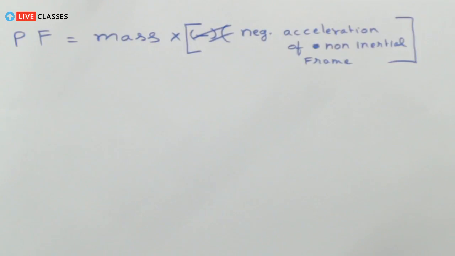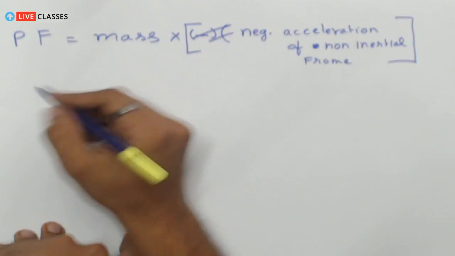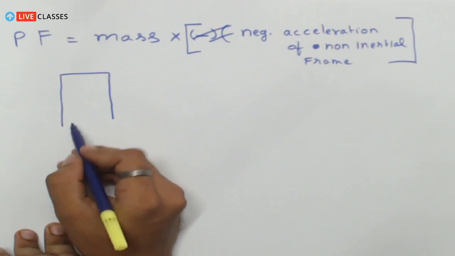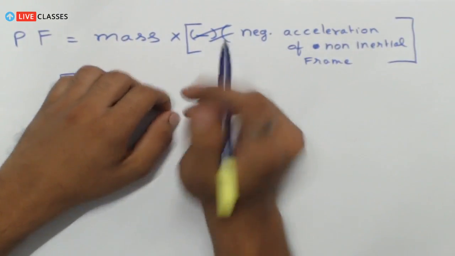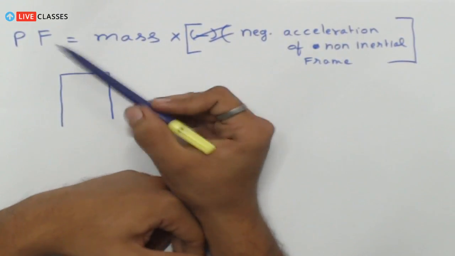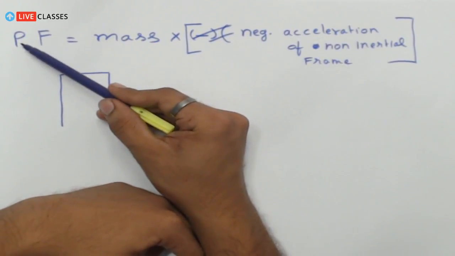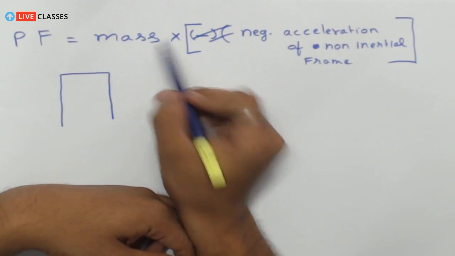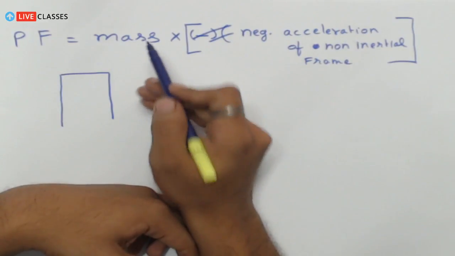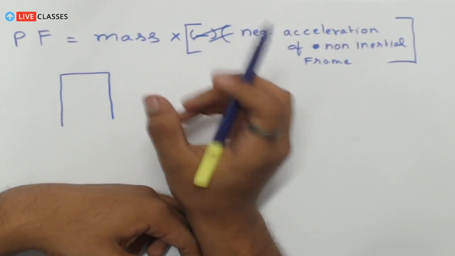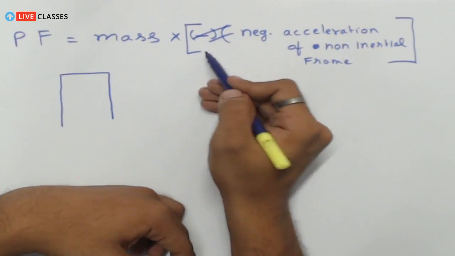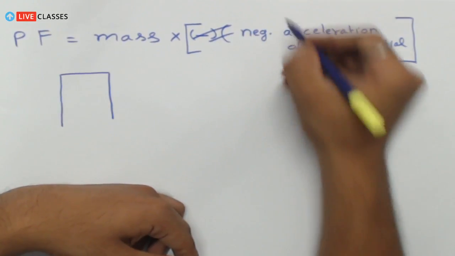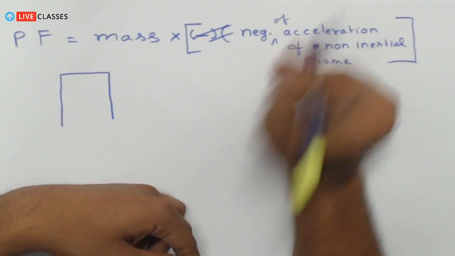So let's take a question on this. There is a lift. Okay. Let's recap a little bit. The pseudo force: P stands for pseudo and F stands for force. So pseudo force is equal to the mass of the object on which you are applying the pseudo force times the negative of the acceleration of the non-inertial frame.